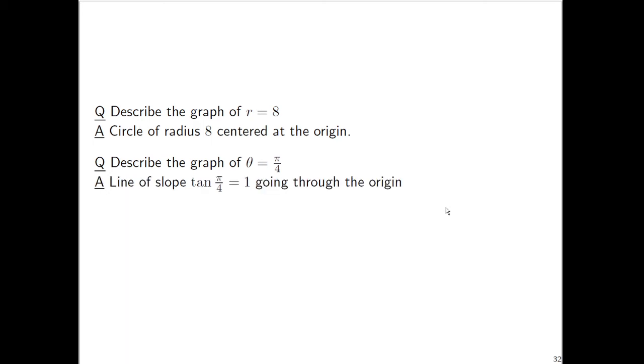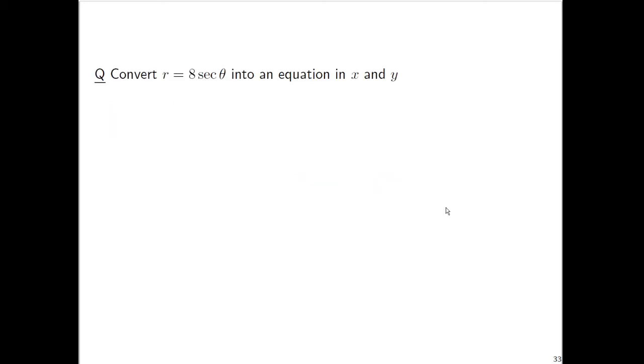So the opposite direction of this pi over 4 is 5 pi over 4. So let's say theta was 5 pi over 4, but r was negative. You end up getting this entire line. So this tangent of pi over 4 is equal to 1. You get a slope 1 line that goes through the origin.